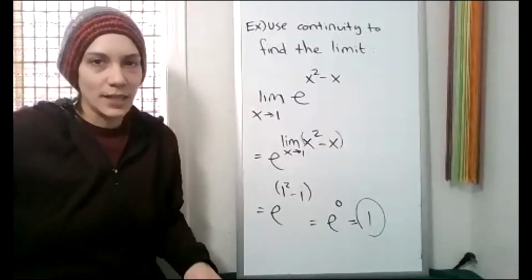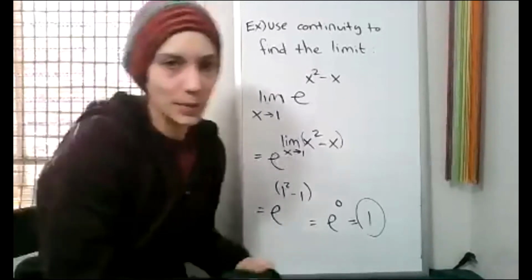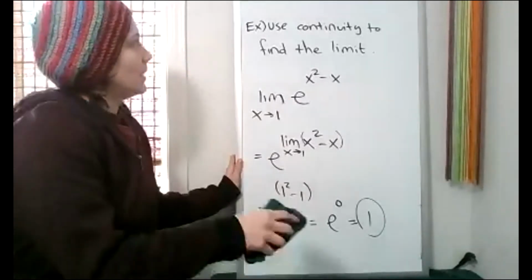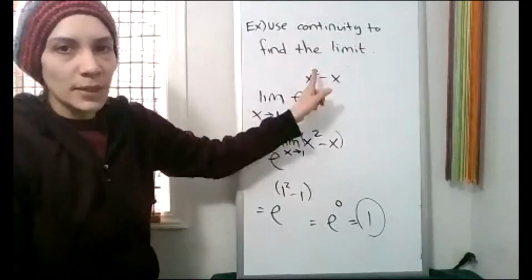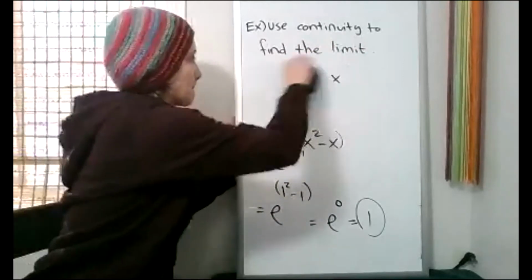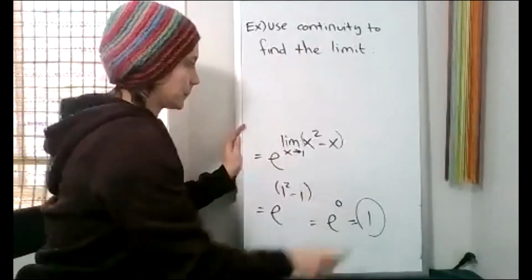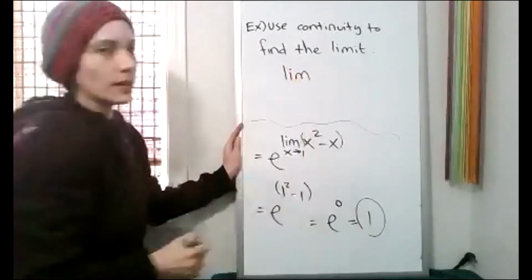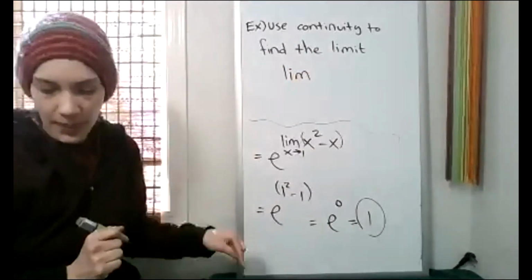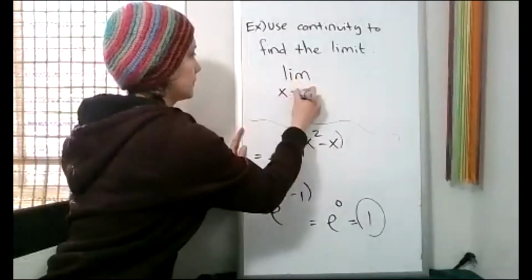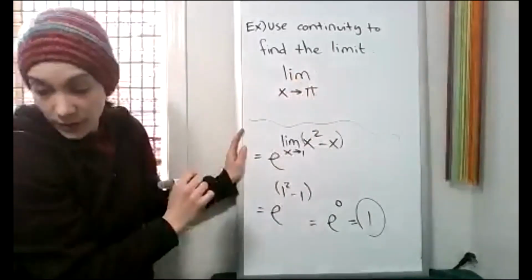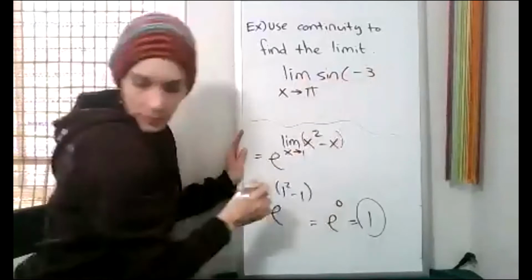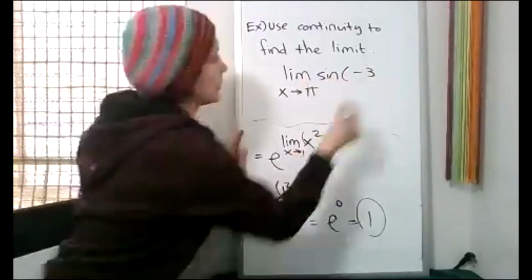All right, let's give this one a try. I hope it works out. I kind of made it up on the spot. So again, use continuity to find the next limit. So we're going to try the limit as x goes to pi of sine of negative 3x over 2.